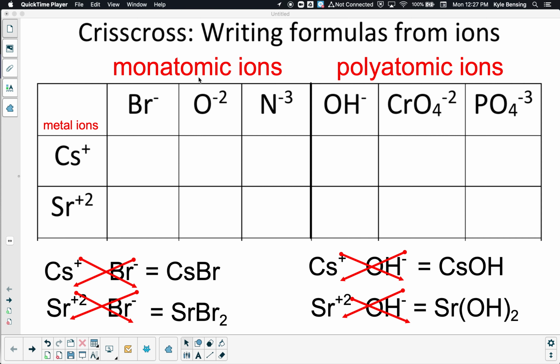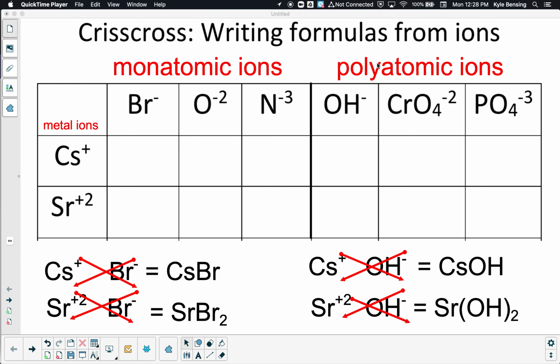Now, this says monatomic ions. That's a fancy word for saying a single element that lost an electron or gained an electron. Monatomic meaning one atom, and ions meaning something that has either lost or gained electrons more than it does have protons. So these up here are nonmetals, and they have gained electrons, which is why they are minuses. Remember, electrons are negative by charge.